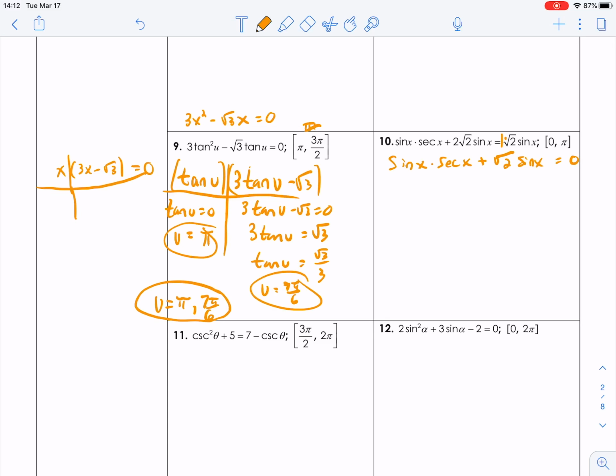All right, so now what can I do? Similar to the last problem, I have a sine of x on each side of the addition. So I can factor sine of x out. So sine of x, and then we have this side of the addition divided by sine of x is just going to give us secant of x. And then this side of the addition, divided by sine of x is just going to give us square root of 2. So this is going to equal 0. Okay, so there we go. So we can set each equal to 0.